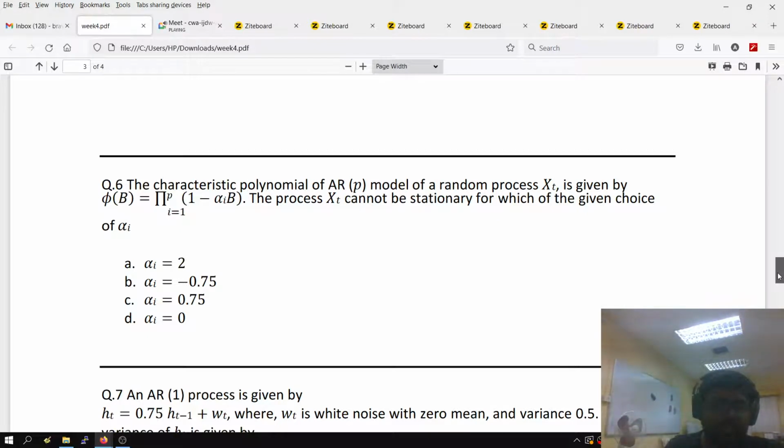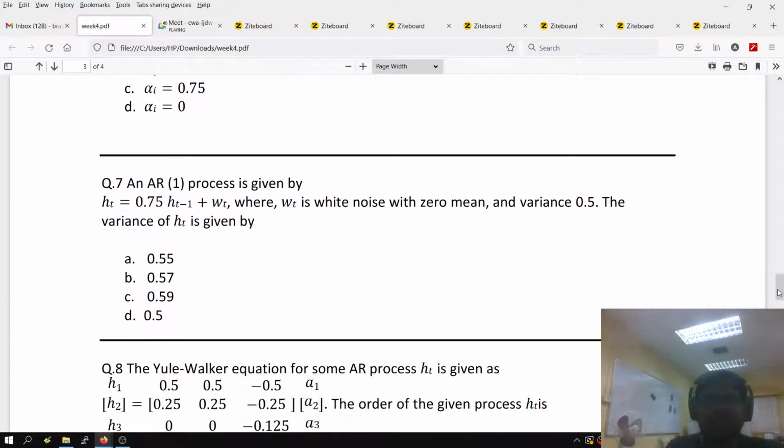Now let us move to question number 7. What is given? An AR(1) process is given, h of t equals 0.75 h of t minus 1 plus w t, where w t is white noise with 0 mean and variance 0.5. What would be the variance of h t? Can anybody answer this question?